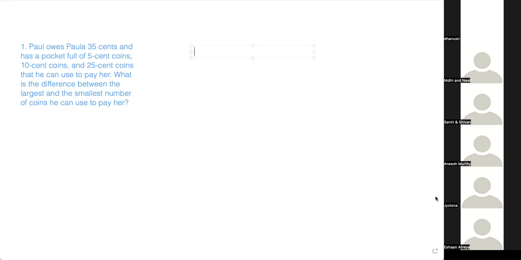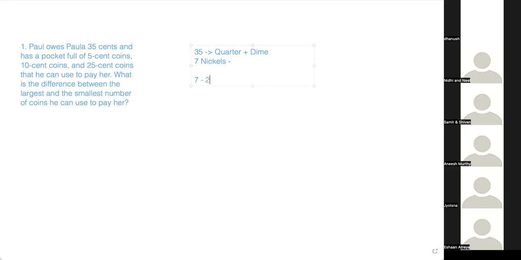That wasn't actually Neil. That was me. Neil is not here for this one, but it wasn't that. Basically, you take the highest number, which is for 35 cents, a quarter and a dime. That's 2 coins, and then for the highest number, it's 7 nickels. 7 minus 2 is 5.